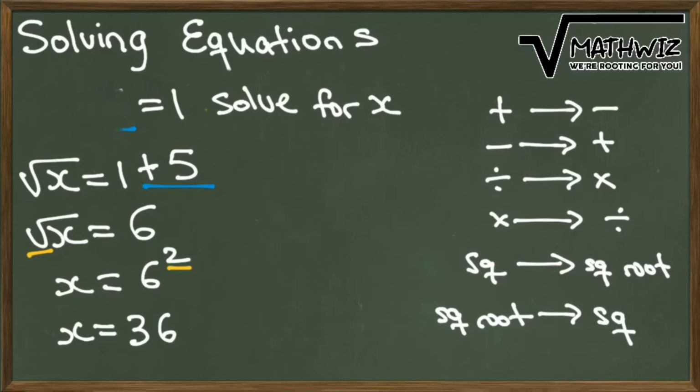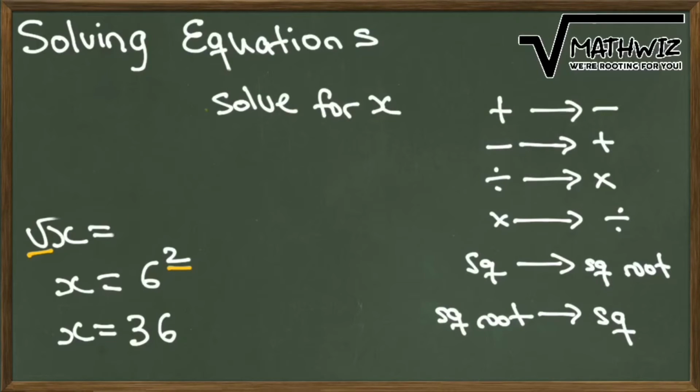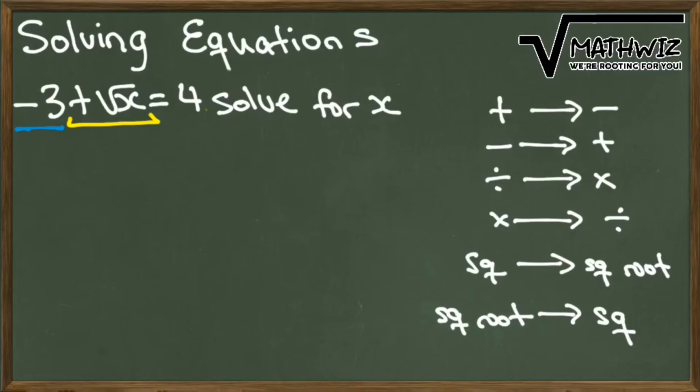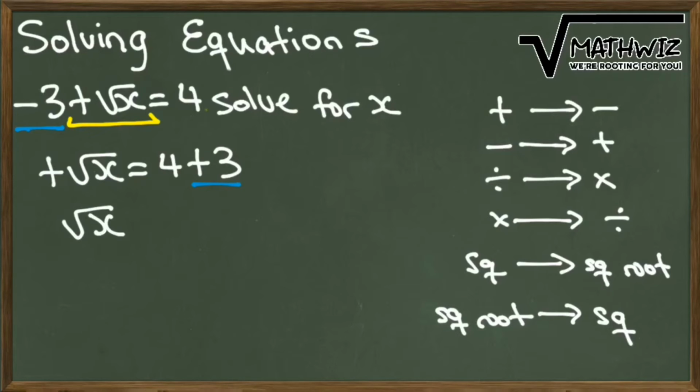For the second type of question, we will have minus 3 plus the square root of x is equal to 4. So since I'm solving for x, again, I locate where x is. So I'm going to remove everything else. So the minus 3, when I take it to the opposite side, it will become plus 3, which is very similar to the questions that we just did. And so we have the square root of x is equal to 4 plus 3, which is 7.